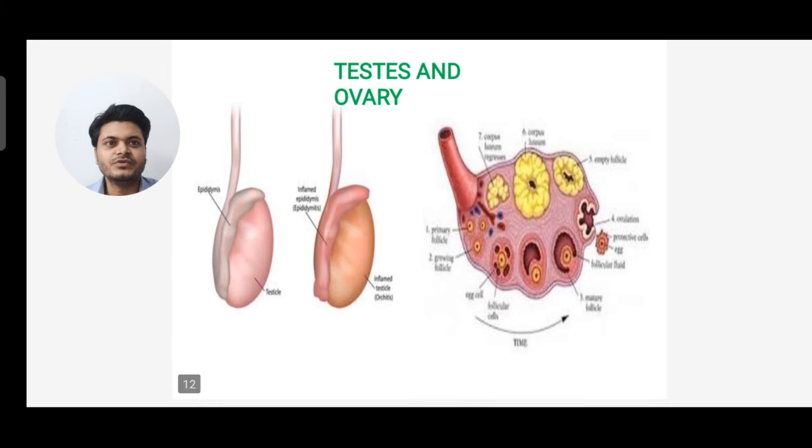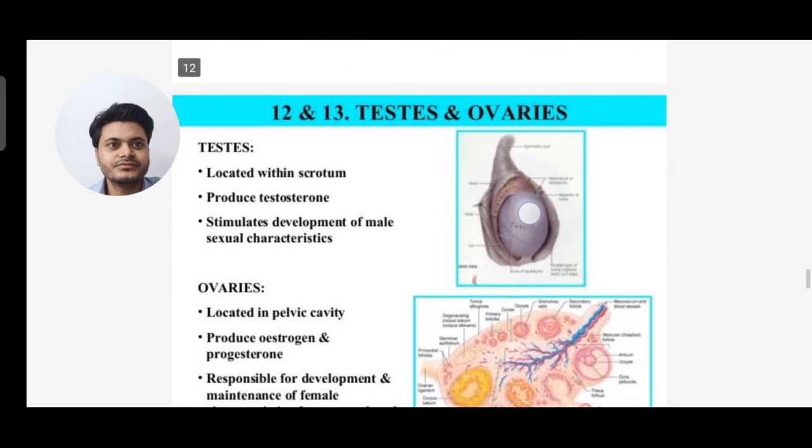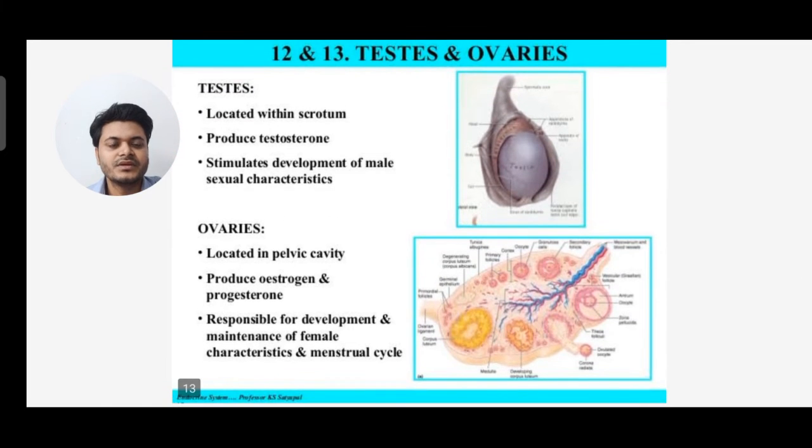Now next we move to testis and ovary. On the left-hand side you can see a testis, a pair of testes, and on the right side there is a TS of ovary. The testes are located within the scrotum. They produce testosterone, which stimulates development of male sexual characters.